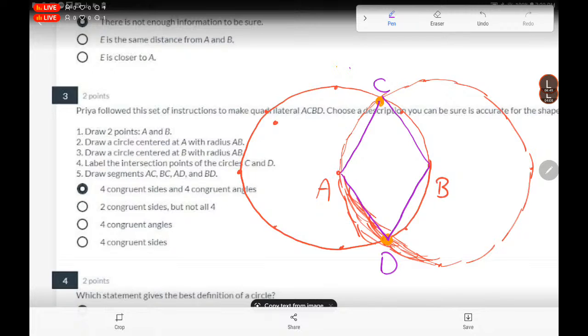So certainly there are four congruent sides because, well, let me think. Yeah. Each of those sides is a radius of a circle, and the two circles have the same radius. So they're all equal. They're definitely not congruent angles. You can see that. They are four congruent sides. That's it. They're definitely not four congruent angles.